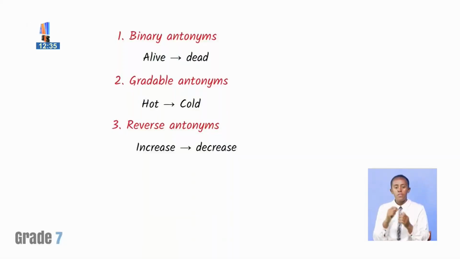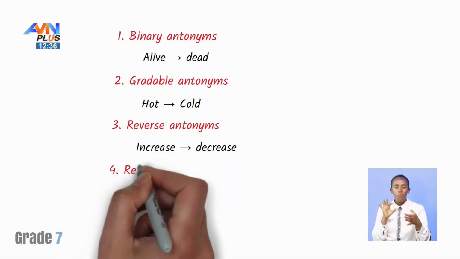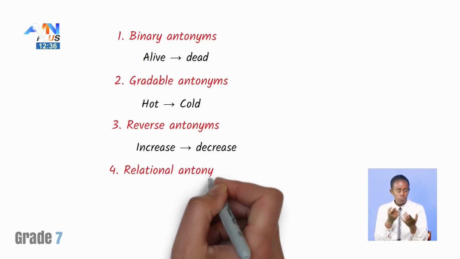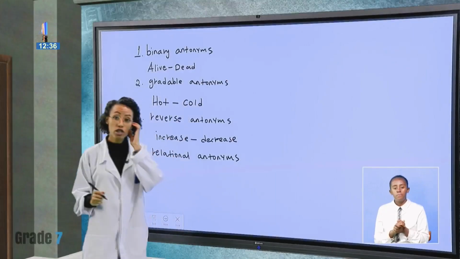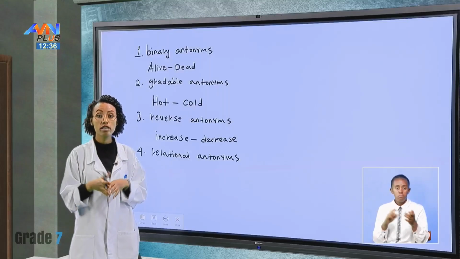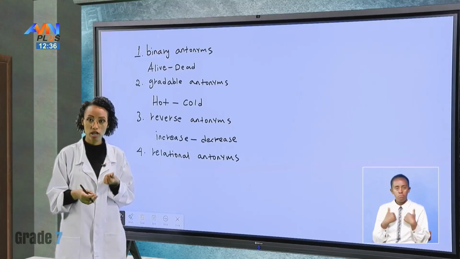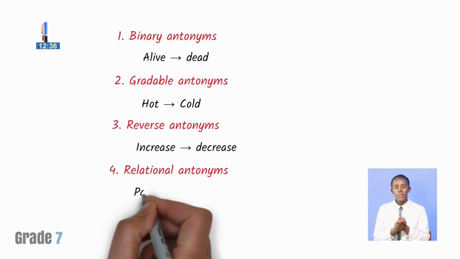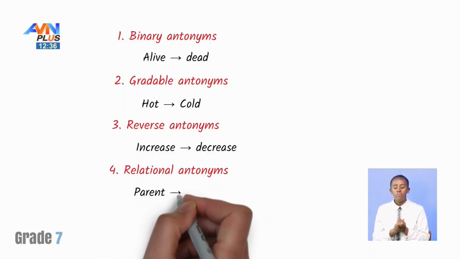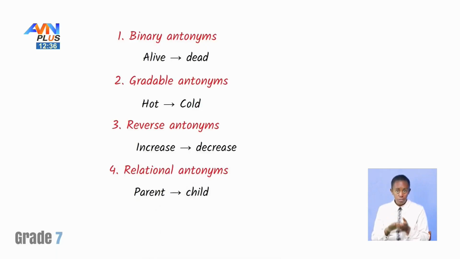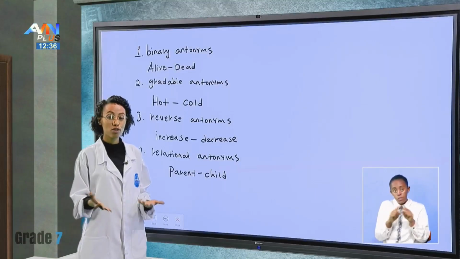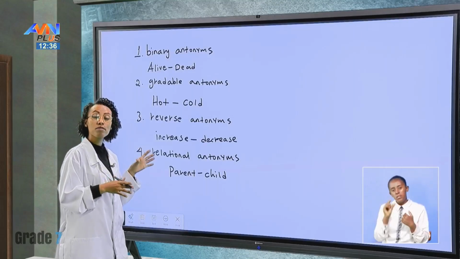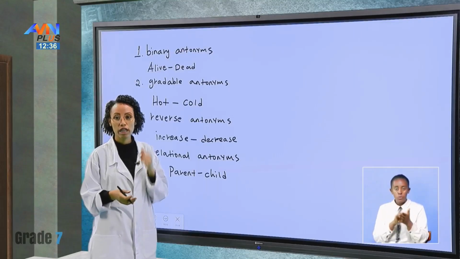The fourth one is relational antonyms. Relational antonyms are words that are different, but they have a relation. You see a relationship between those words. For example, parent, child. If you see here, they are both different words or they have different meanings. But they have a little bit of relationship, and that's why they're called relational antonyms.